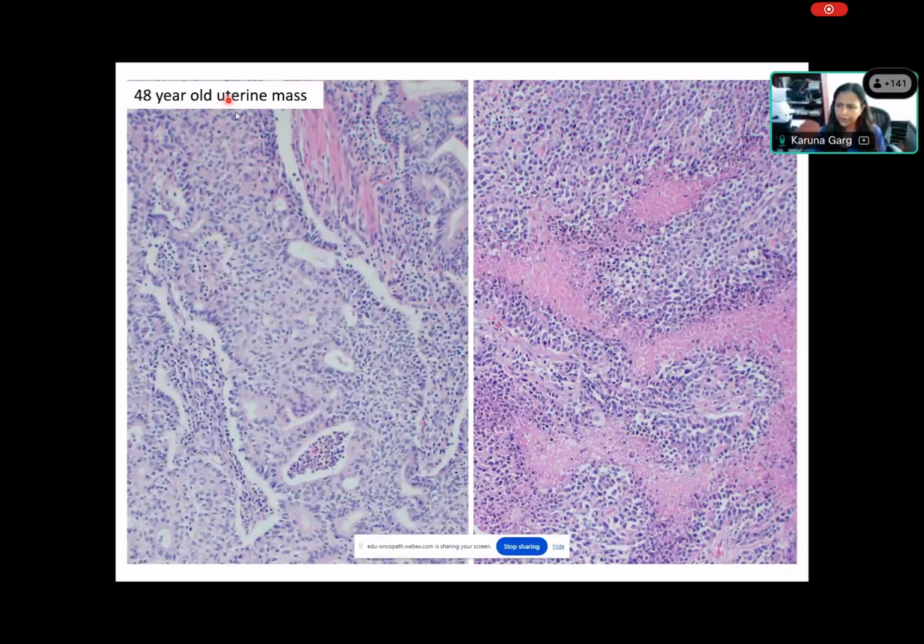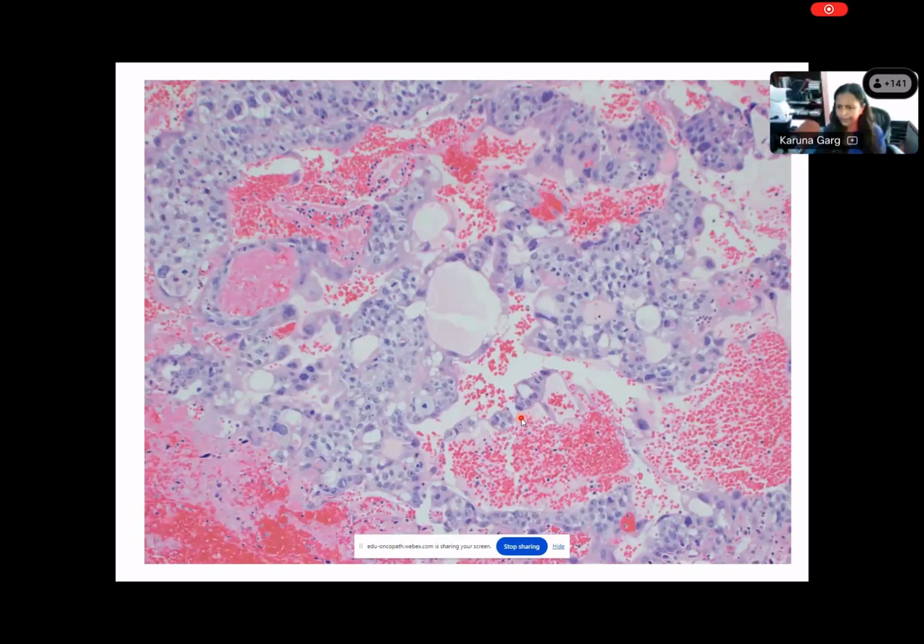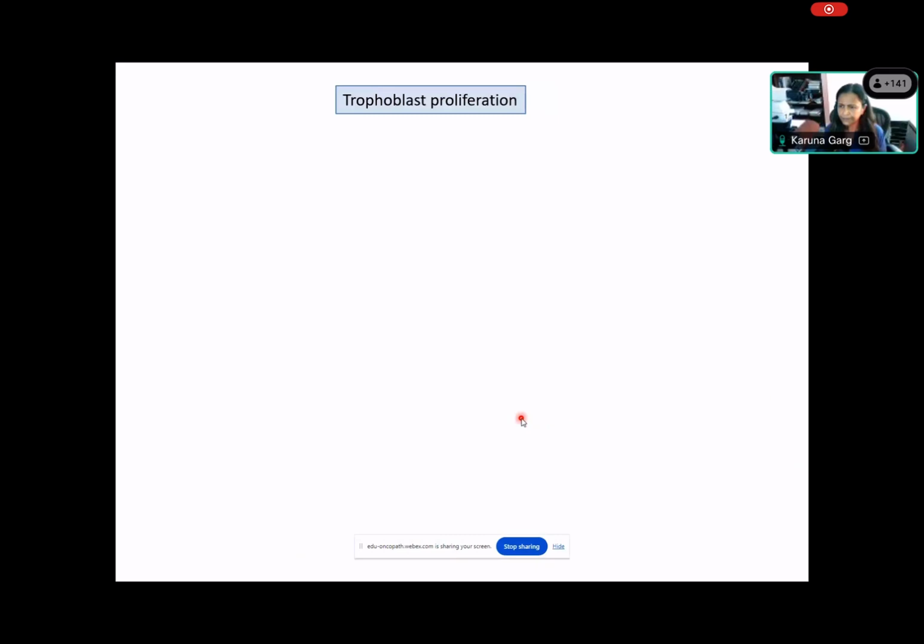This is a uterine mass from a 48-year-old. It looks like an endometrioid carcinoma. There were areas of undifferentiated carcinoma. And then finally, there were areas that looked like choriocarcinoma in this case. And if you did an HCG, this would be positive. And if you did a serum HCG, it would be high in these cases as well. So again, if you put this out of context, you would say this is a choriocarcinoma. But in this case, this is a carcinoma with trophoblastic or choriocarcinomatous differentiation.